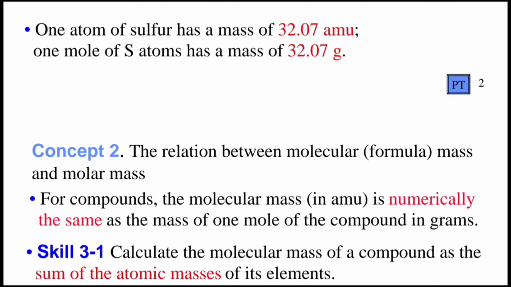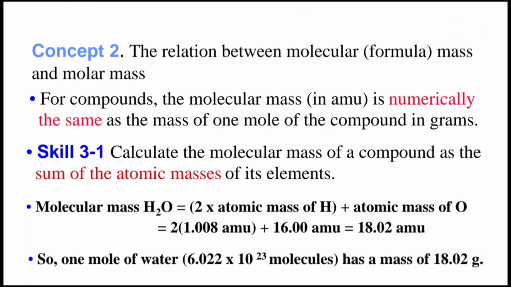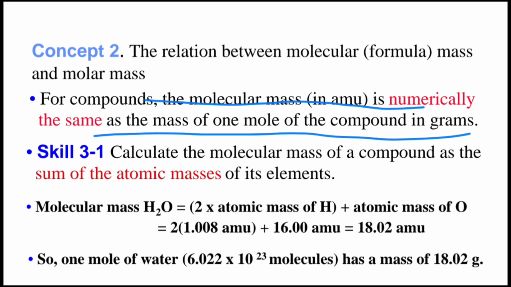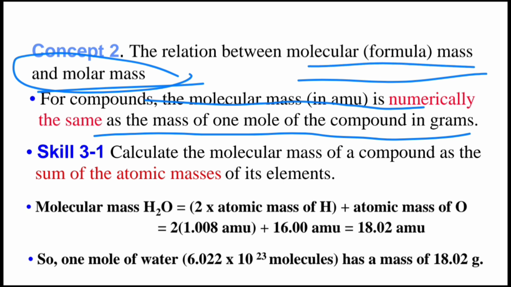Concept: relation between molecular mass and molar mass. What is the relation? For compounds, the molecular mass in AMU is numerically the same as the mass of 1 mole of the compound in grams. The molecular formula mass is the same, but the units differ, because molecular mass we write in AMU, but molar mass we write in grams.